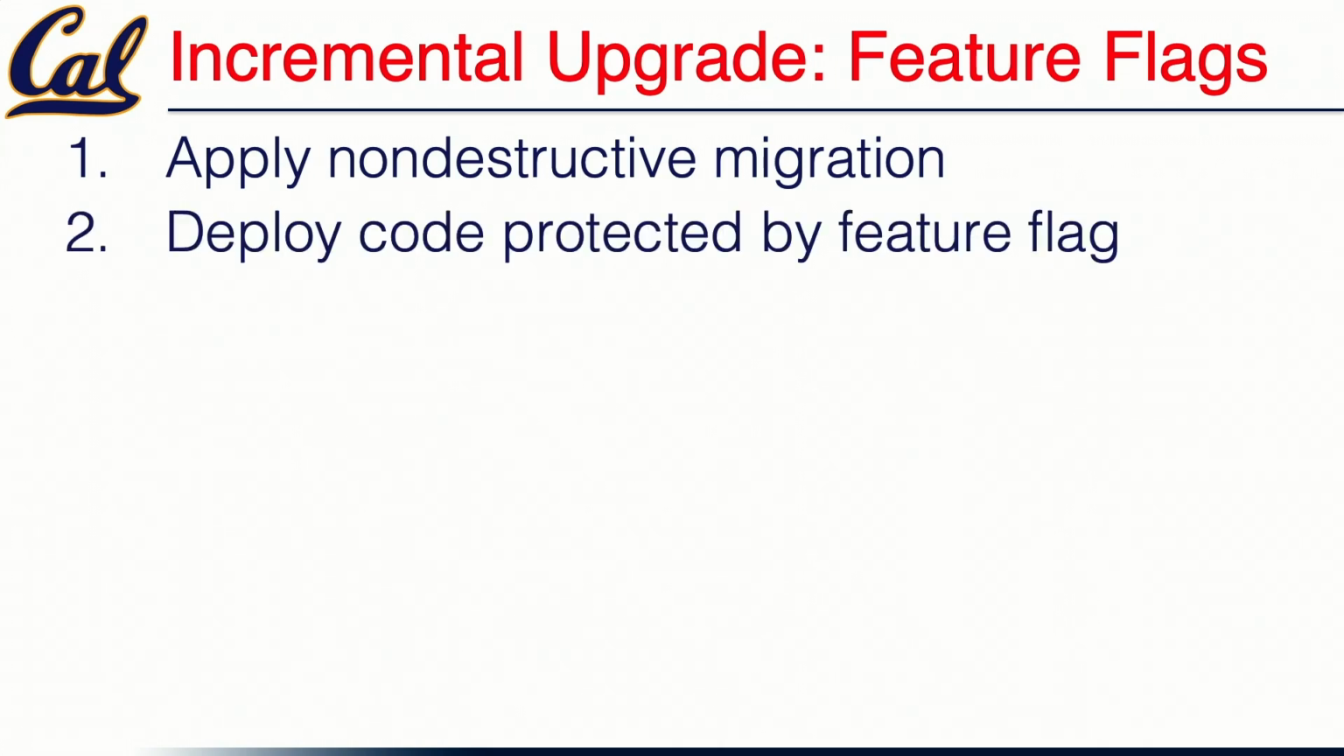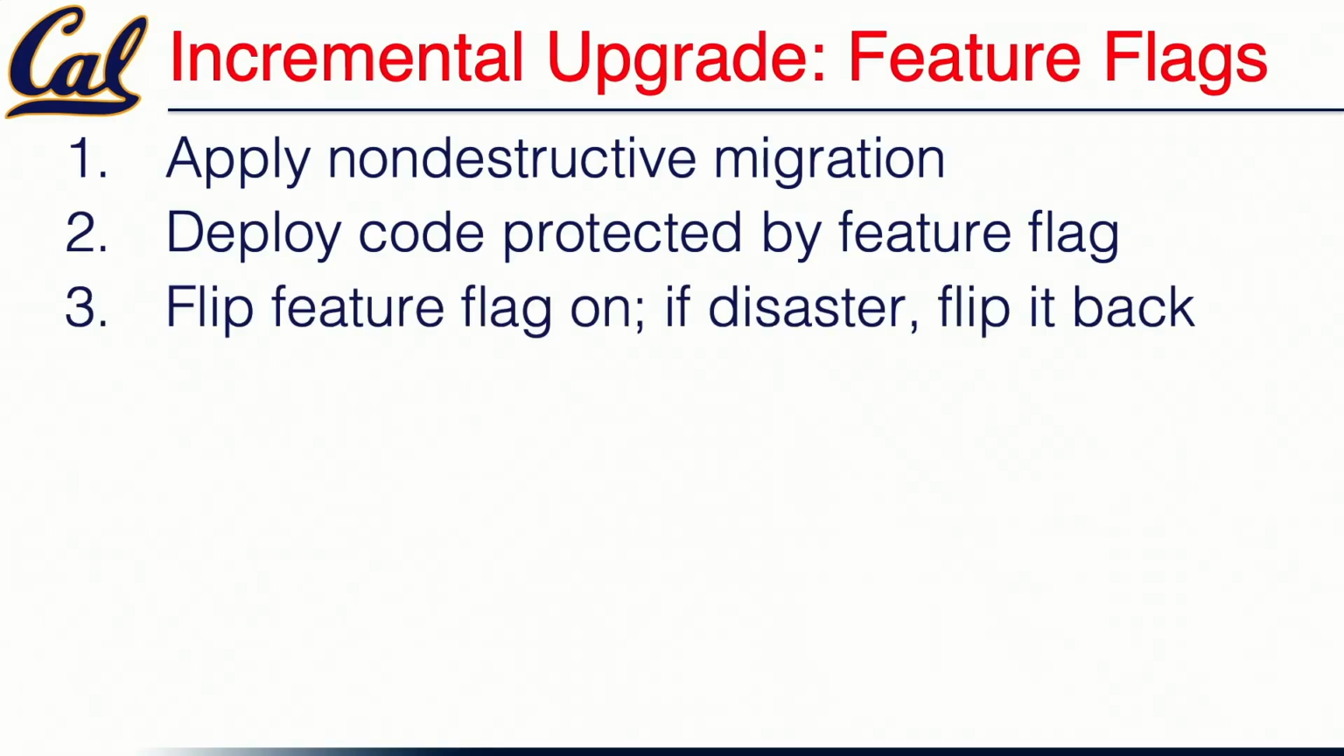Then you deploy some code that's protected by the feature flag. So code that has two different code paths. One of them is in place that will work with the old version of the schema. The other one will work with the new version of the schema. And as we'll see, one of the things you can use that for is, as your app is operating normally, you can lazily migrate records from the old schema to the new schema.